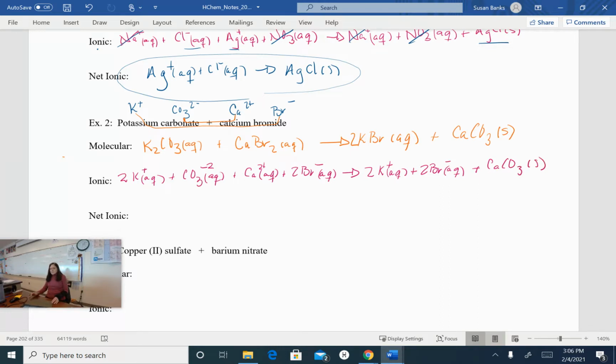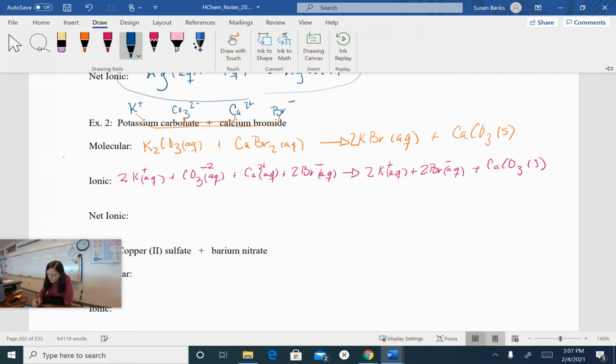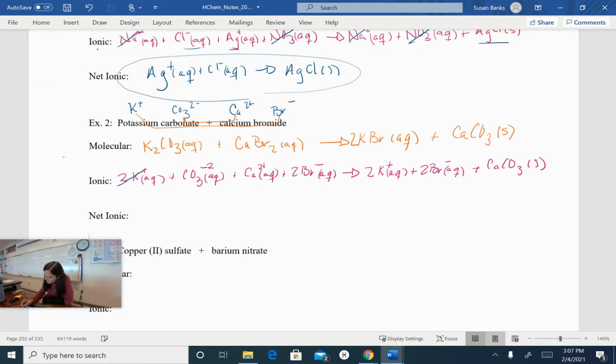Now, do we see some repeaters that we can get rid of? Hopefully you see some repeaters. These repeaters, I have the 2 potassiums that I can get rid of, and the 2 bromides that I can get rid of. So what's left is our calcium, our carbonate, and our calcium carbonate.